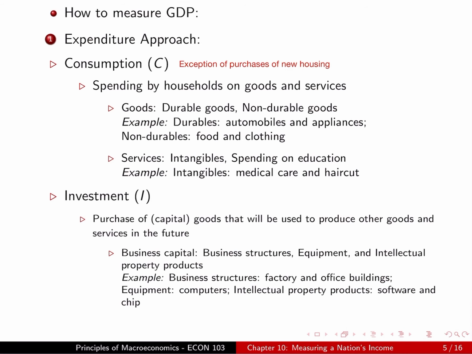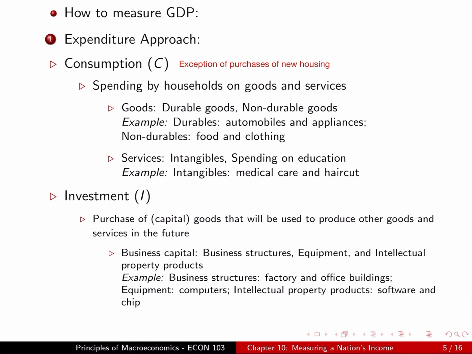Now we're going to discuss the methods used to measure GDP. 1. Expenditure approach. This method calculates GDP by summing all spending on final goods and services in an economy. Consumption spending C. This includes all household expenditures on goods and services. These expenditures are categorized into durables, for example, automobiles and appliances; non-durables, for example, food and clothing; and services, for example, intangibles such as medical care and haircuts, and spending on education.